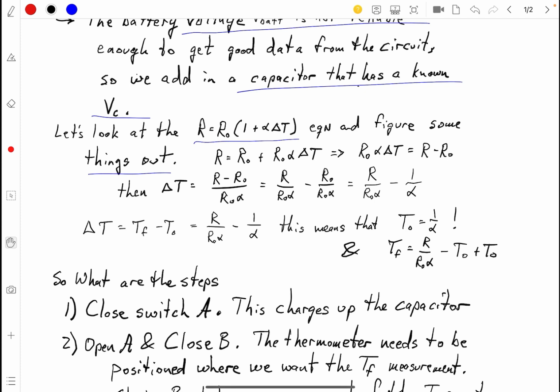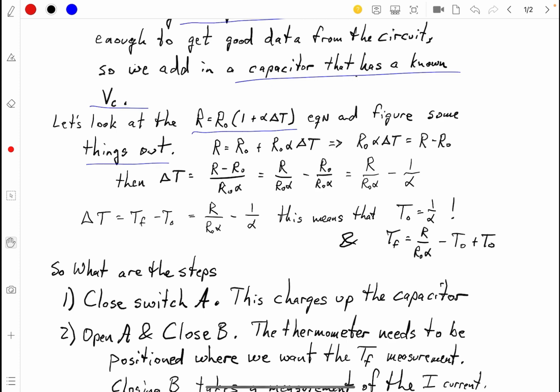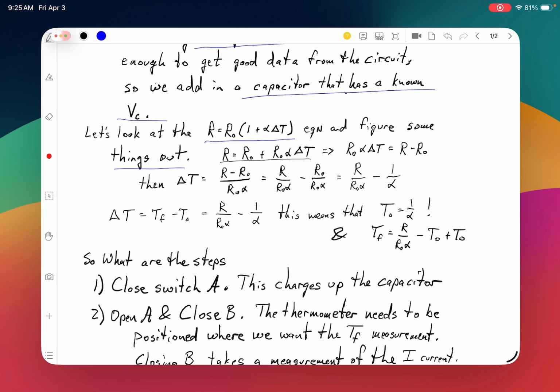The math is there to go through. You don't have to, but if you feel like you want to learn a little algebra, go through and take our equation.